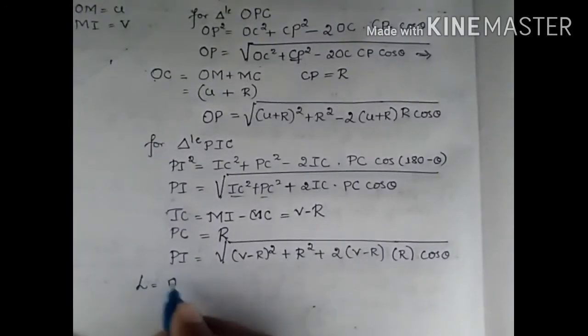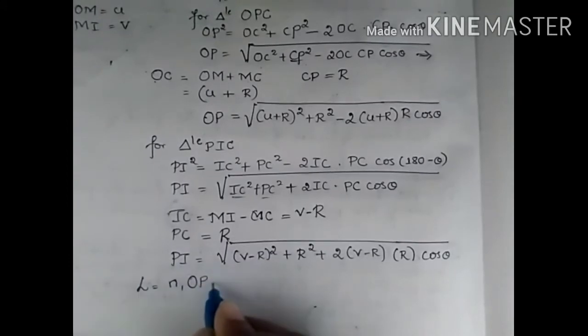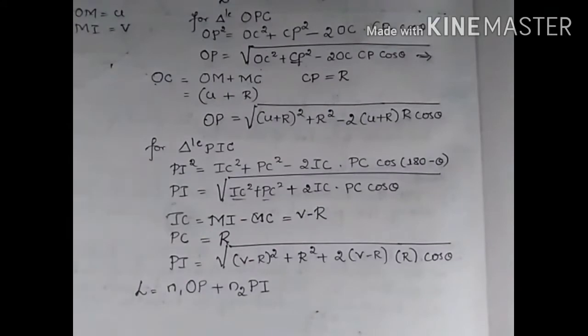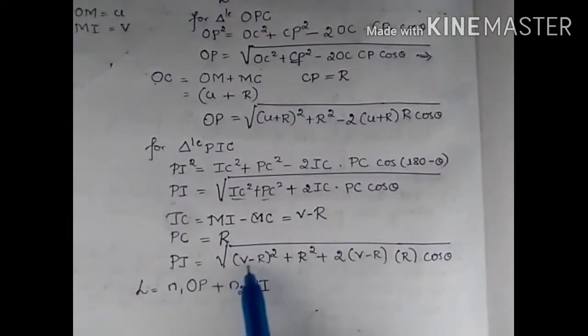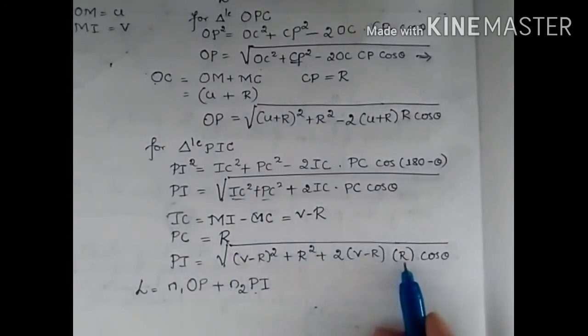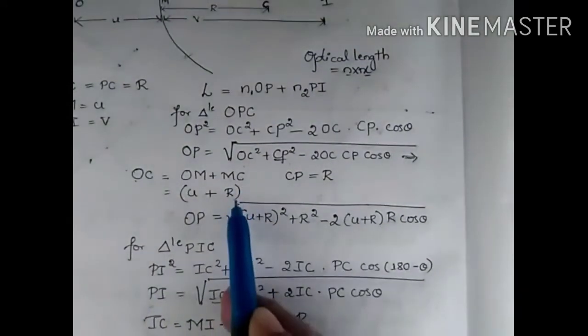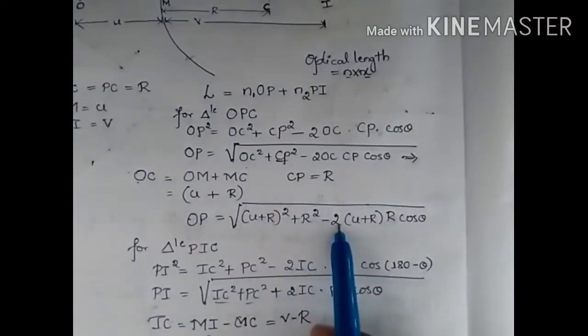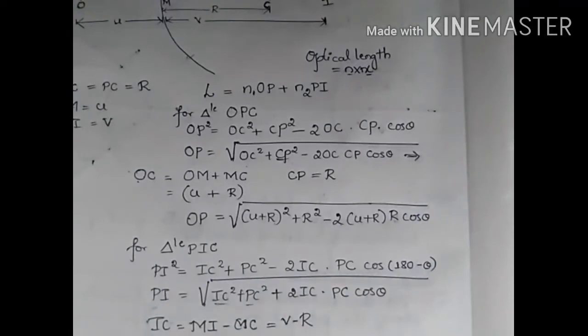L is equal to n1 OP plus n2 PI. From the diagram, we got what PI is. PI is root over (v minus r) whole square plus r square plus 2(v minus r) r cos theta. And for OP, it is root over (u plus r) whole square plus r square minus 2(u plus r) r cos theta. Substitute these two values in L and try to solve the equations.